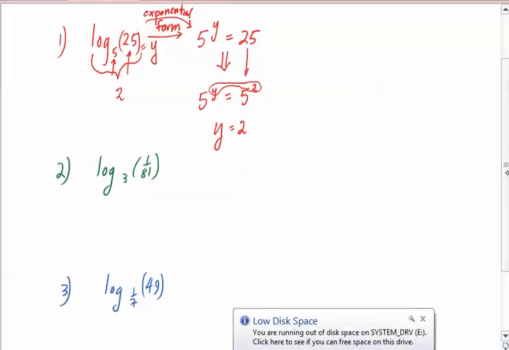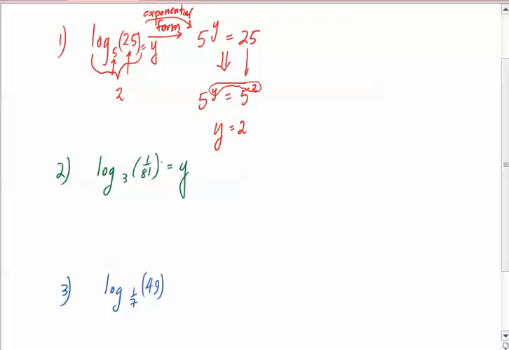Let's try another one. I'm going to make this into an equation set equal to y. You can make it equal to any variable, but just set it equal to a variable. Now, let's rewrite it in exponential form. 3 to the y power is equal to 1 over 81. My first goal is to see if I could get the right-hand side rewritten as 3 to some power, 3 as a base. So let's first rewrite the 81 in the denominator as 3 to some power. Well, that would be a 4. So we have still 3 to the y is equal to that.